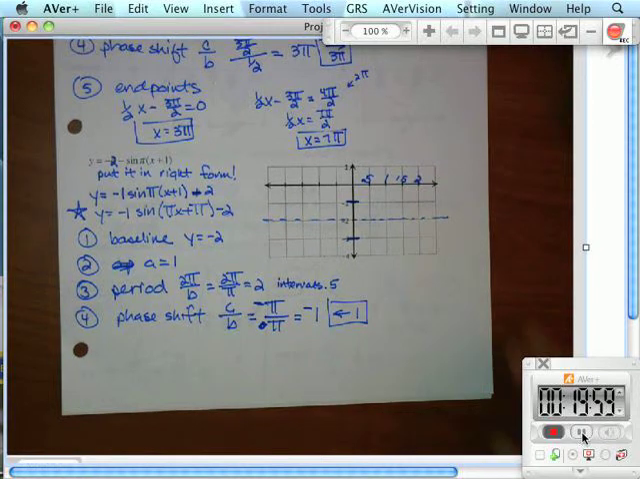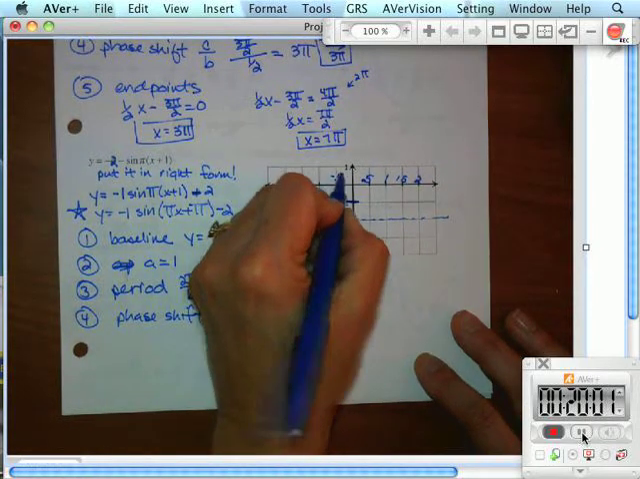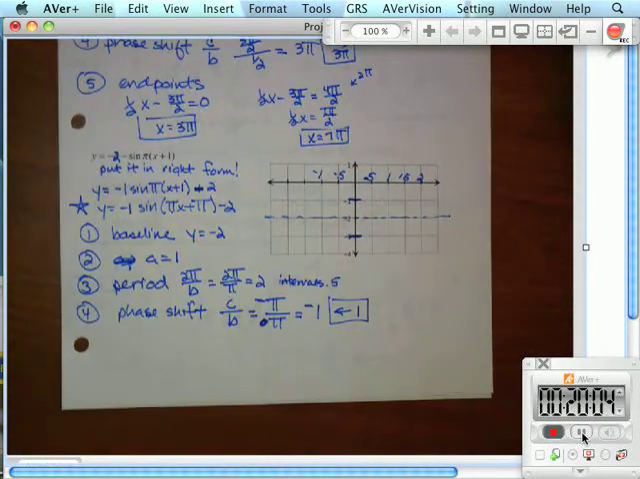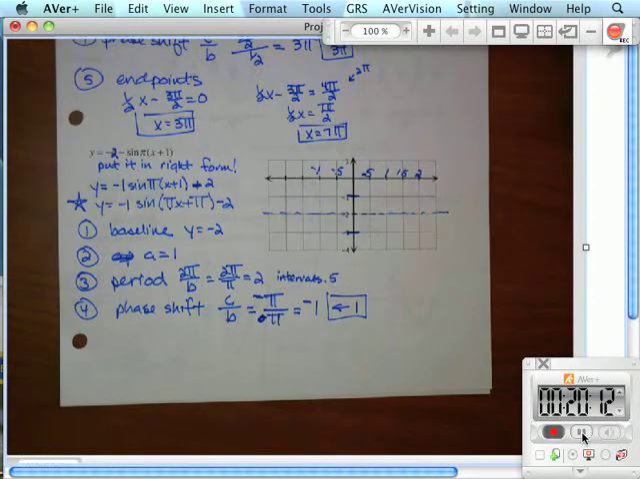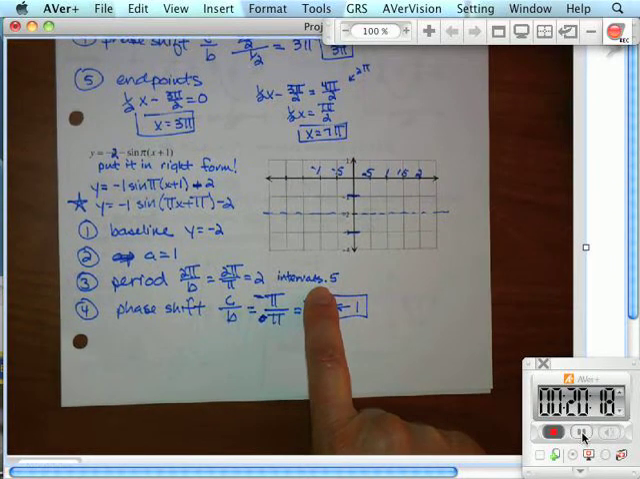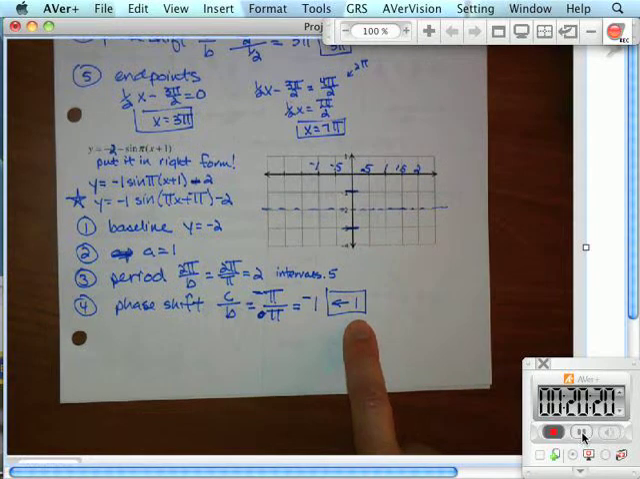So I'm going to write my negative 0.5 and my negative 1. I know I got to shift to the left one. Wait, a whole one? A whole one. Pi divided by pi is 1. Remember, we have intervals of 0.5. But we're shifting a whole one to the left.